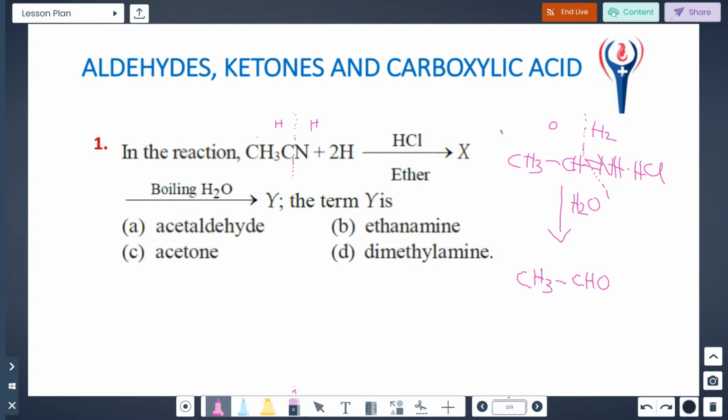CH3CHO, nothing but, actually this name is called IUPAC name ethanal. But I already told you, the first two members you should know the common name as well as the IUPAC name. Okay. So actually this is called ethanal, but here the common name is given, so nothing but acetaldehyde. Option A is the correct one. Understood? So CN means you must remember it is called Stephen's reaction. Understood? Right. Next one.